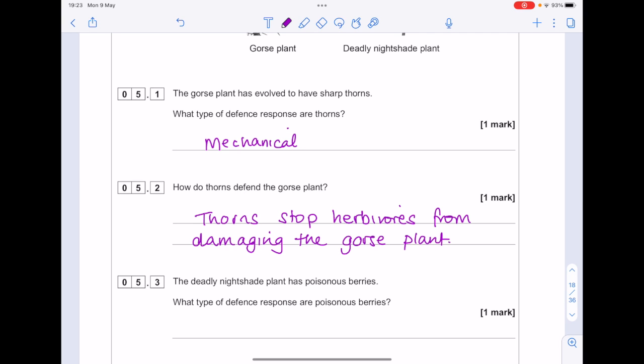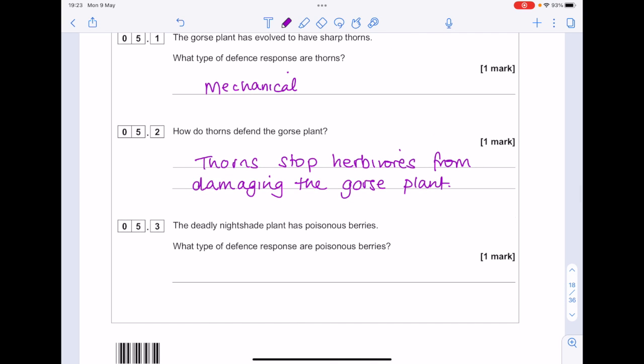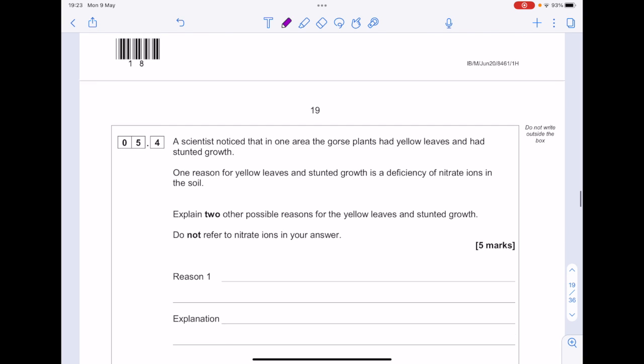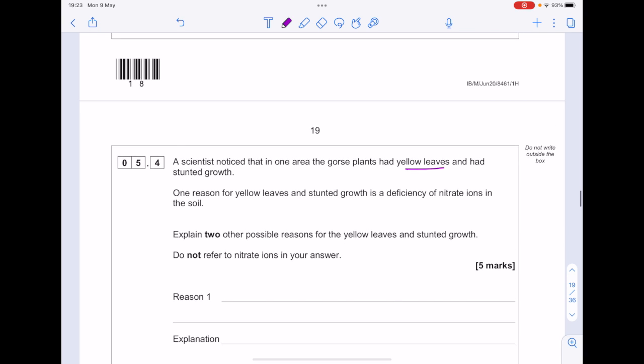The deadly nightshade plant has poisonous berries. What type of defense response are poisonous berries? Because they contain poison, it's a chemical response. A scientist noticed that in one area the gorse plants had yellow leaves and stunted growth. One reason for yellow leaves and stunted growth is the deficiency of nitrate ions. Remember that they're needed to build plant protein.